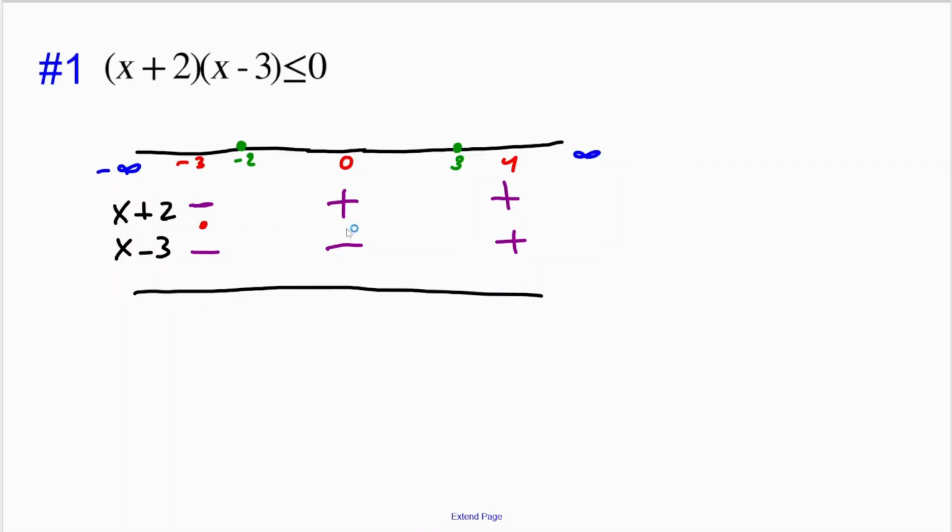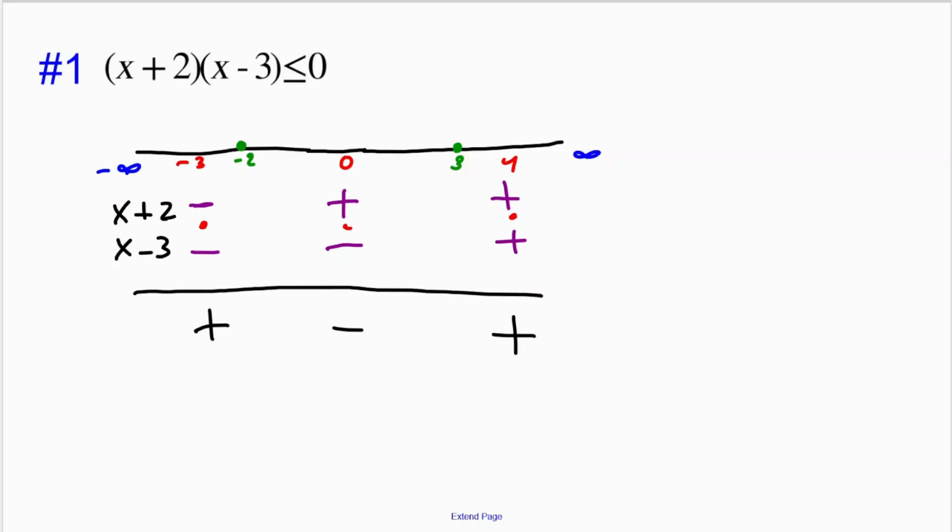Okay, so starting multiplication signs here. This may seem confusing, but it really isn't. What is negative times a negative? Negative times a negative is a positive. What is a positive times a negative? Well, positive times a negative is a negative. Then what is a positive times a positive? A positive times a positive is a positive.